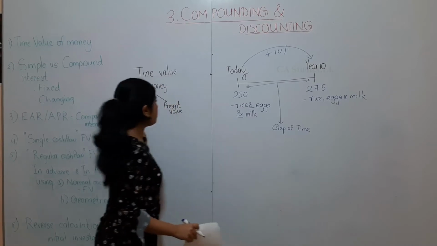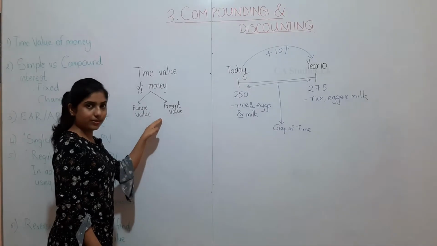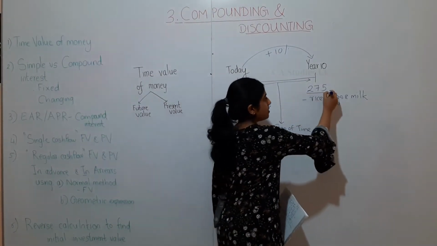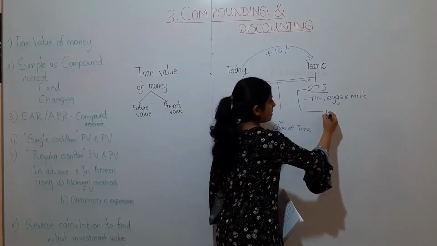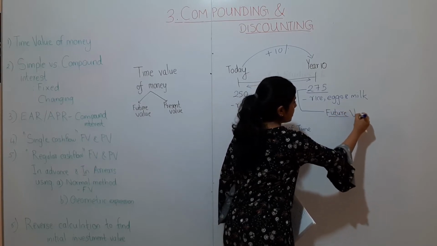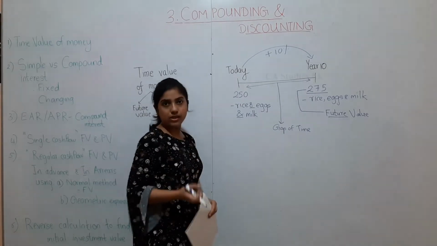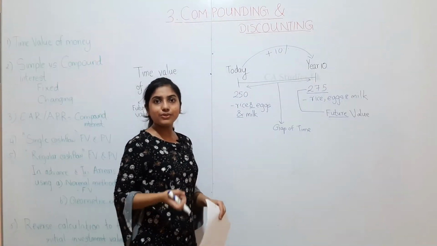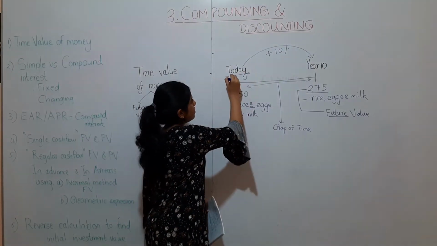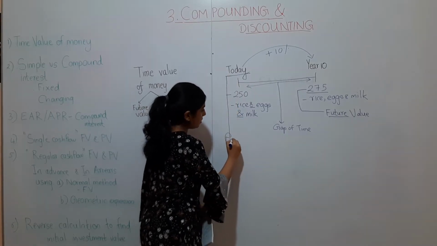So time value of money creates a future value and a present value. The future value is the value here, 275. This is the future value. Simply go with the word. Present value means today's value or the value now. So this is today's value, no? So 250 will be your present value.